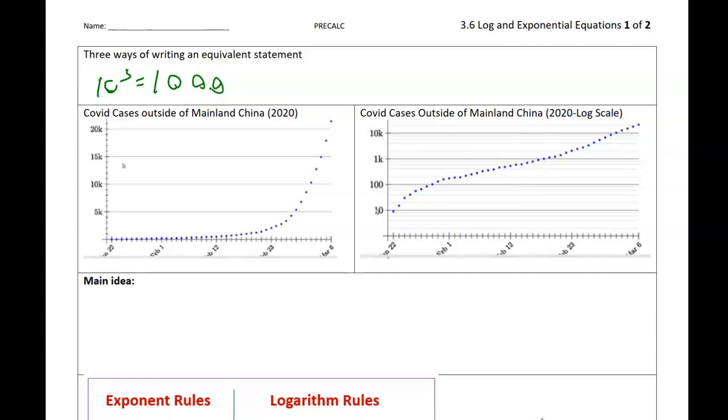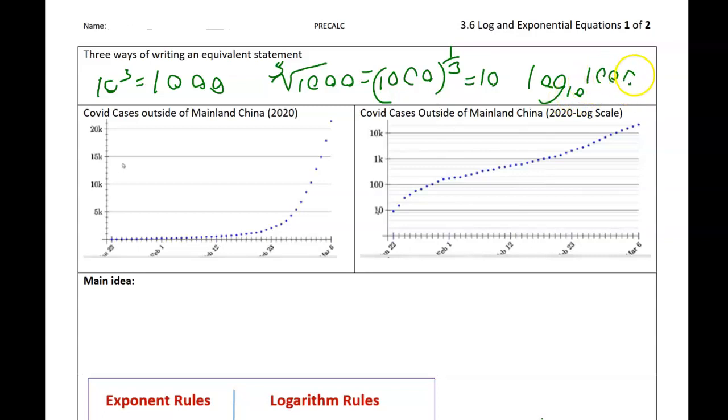And then we introduced this idea of the root, so the cube root. I'm going to write this one two different ways. So the cube root of 1,000 is the same as 1,000 to the 1/3 power, which is 10, right? So that's the second way, this idea of roots. So the root spits out the base. And then the last way is the newest way, and this is the least familiar to you. Log base 10 of 1,000, and this of course spits out the exponent, is 3.